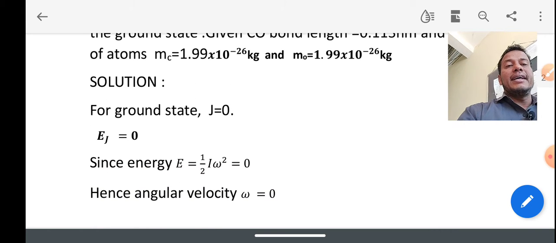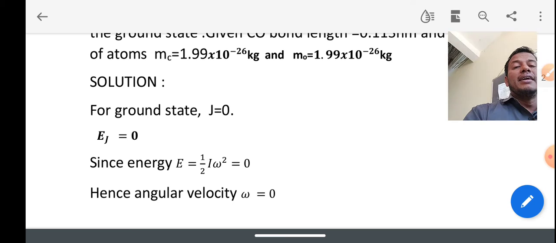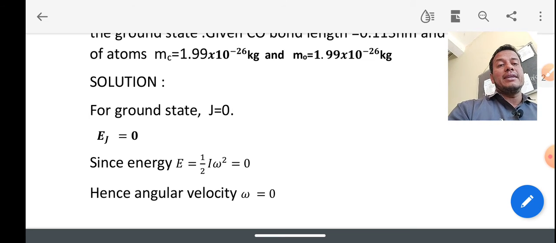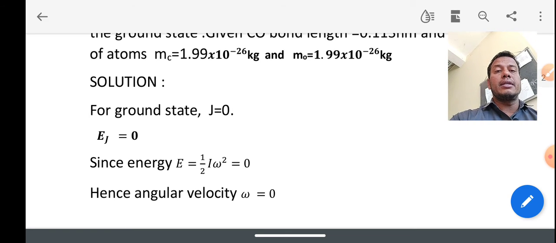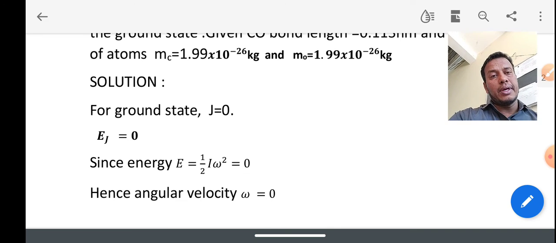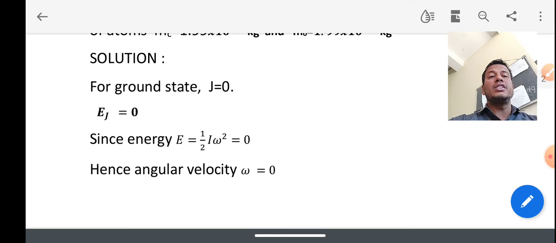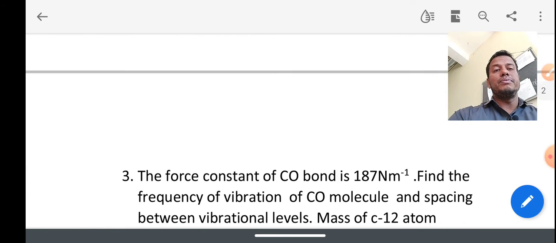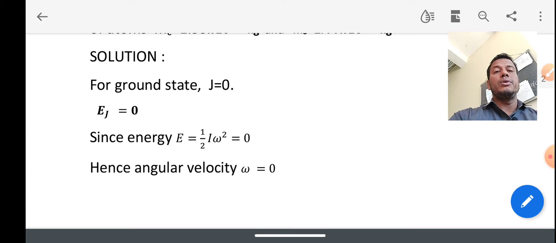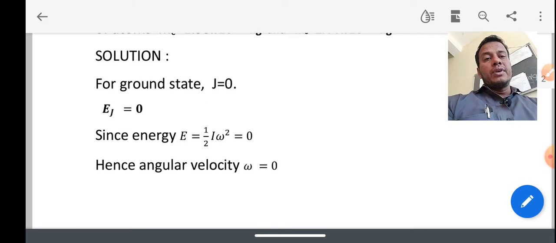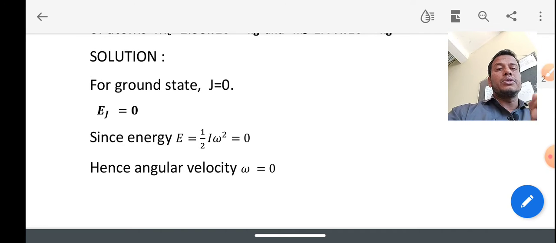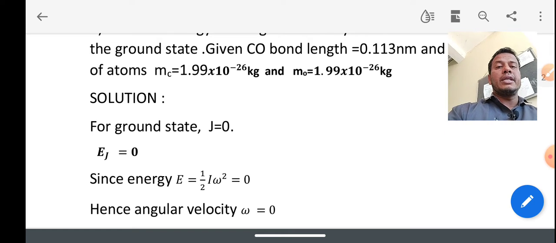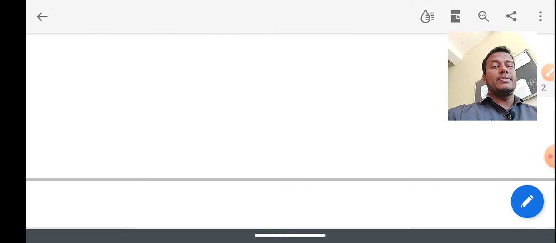Since the energy is given by E equal to half I omega square, it is equal to 0. See here, for the ground state, we know that angular velocity omega is equal to 0. So, hence the energy is also equal to 0. There is no value, because for ground state the rotational number is also 0. So, hence angular velocity is also 0. So, this gives angular velocity is 0 and also the energy is 0. This is for the second one.